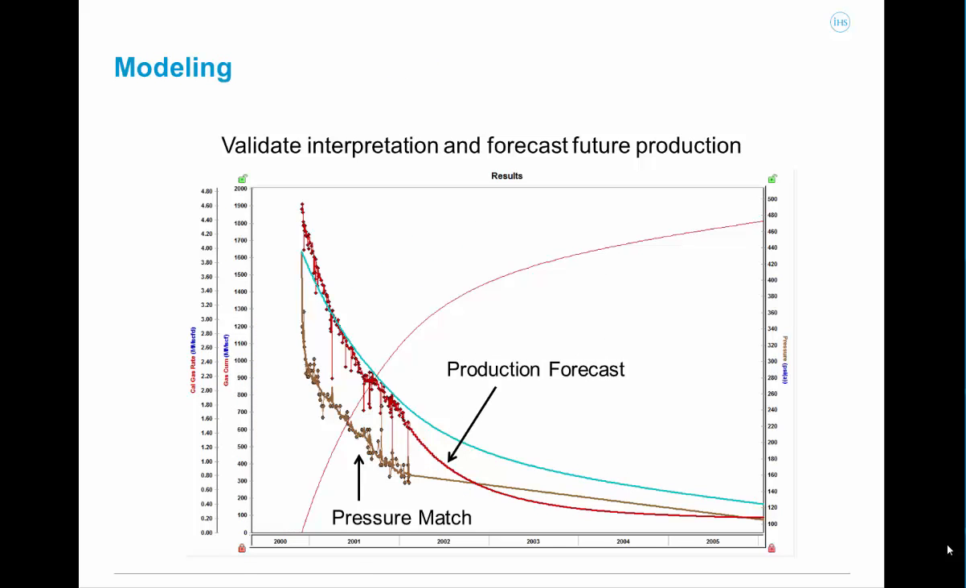Once we've got our bulk parameters, say from type curves, we can then use models to validate our interpretation with our history matching, and then we can forecast from there. This is an analytical vertical model, but there are also numerical models for a wide range of completions.